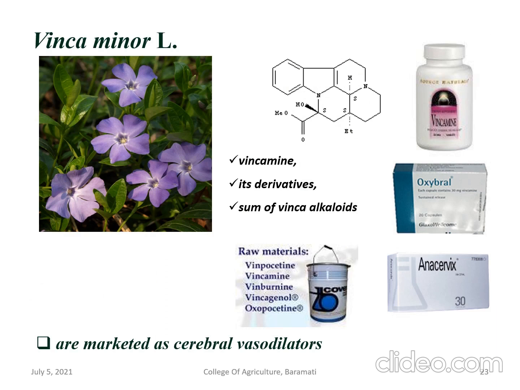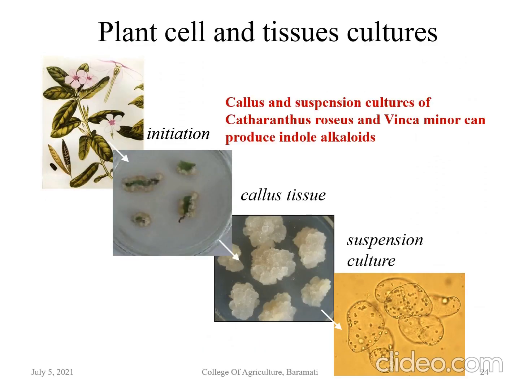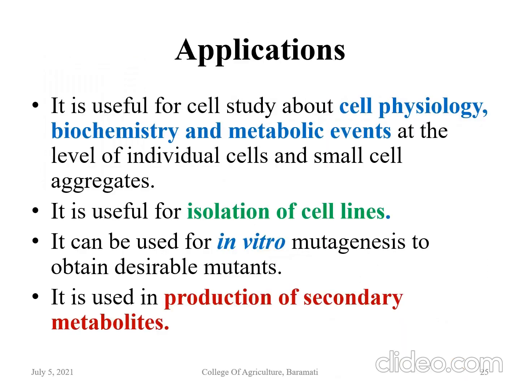There is another example of Vinca minor, which produces vincamine and its derivatives, which are very helpful for treating cerebral vasodilation. So this plant again is very important for producing the secondary metabolite. So this is the process of plant cell and tissue culture: initiation, callus tissue, then suspension culture. This is the pathway of creating suspended cells.